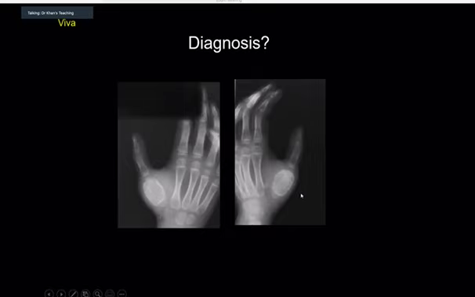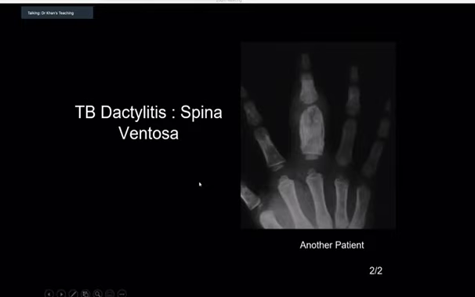And this is a specific diagnosis known as spina ventosa, TB dactylitis. I think it's a German word, if I'm not wrong. Ventosa means a short bone with expansion or ballooning. And historically speaking, interestingly, spina ventosa was the first diagnosis of a disease made in a pediatric age group. So this is a particular type of TB, spina ventosa.